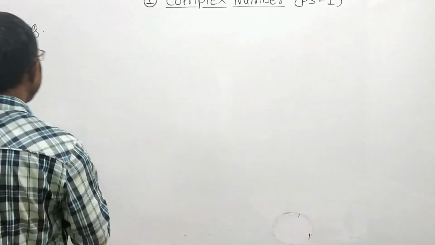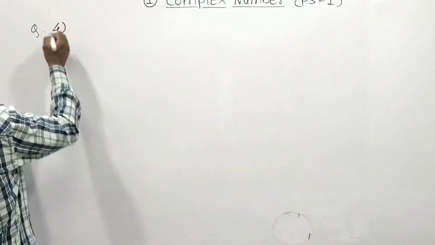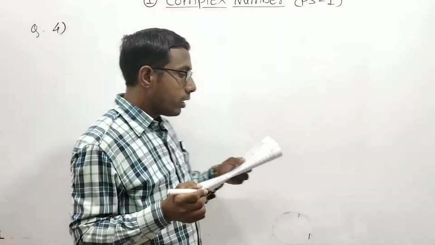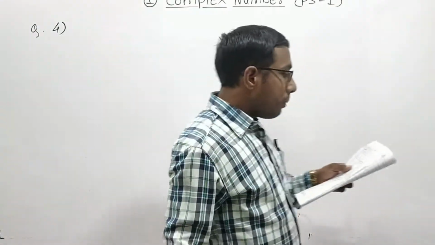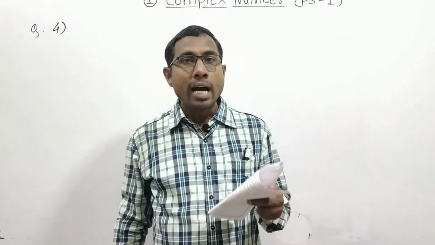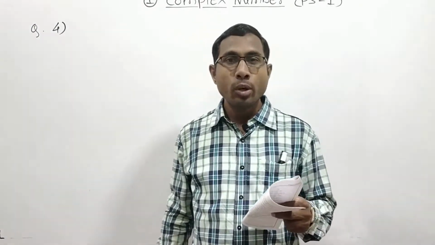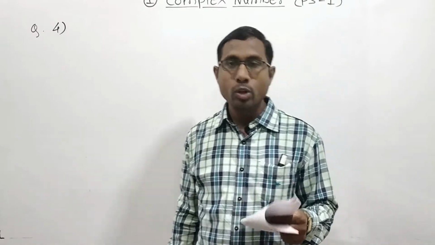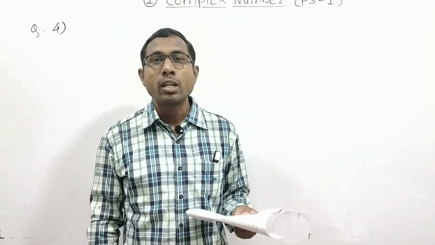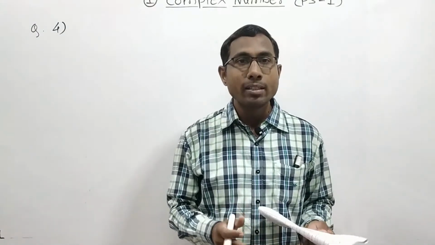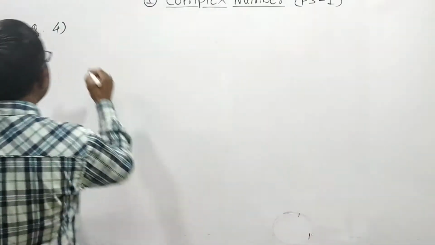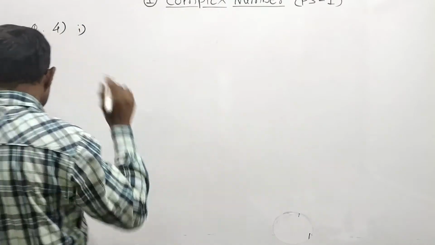So, question number 4. What is the question? Express in the form of a plus bi, where a, b belong to R, i is equal to square root of minus 1. State the values of a and b. State the values in the sense, write what is a and what is b. These are the real part and imaginary part. Now, let's see the first bit.